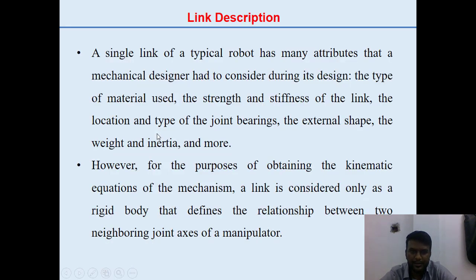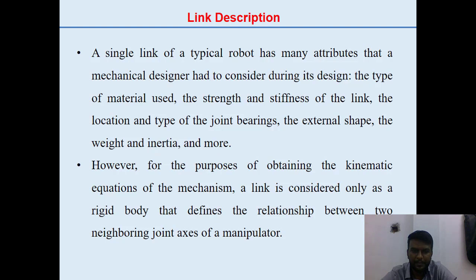Let us start with the link description. How do we define a link? A link is a rigid body, and we need different parameters. For design purposes, there are different parameters that the designer has to consider before designing a link: the type of material used, strength, stiffness of the link, location, type of joint bearings, shape, weight, inertia, etc.